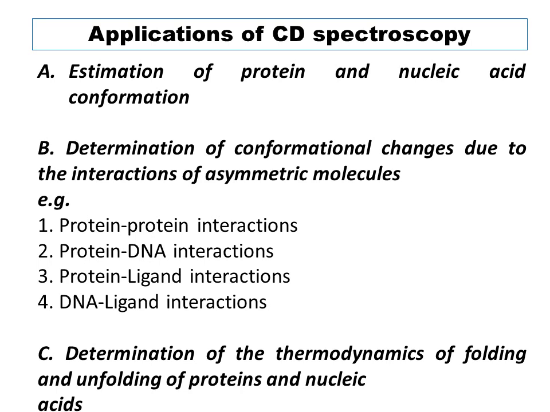Applications of circular dichroism spectroscopy. One of them is the estimation of protein and nucleic acid conformation. Another is the determination of conformational changes due to the interactions of asymmetric molecules, such as protein-protein interactions, protein-DNA interactions, protein-ligand interactions, and DNA-ligand interactions. A ligand is just a small organic molecule. Another is the determination of the thermodynamics of folding and unfolding of proteins and nucleic acids.